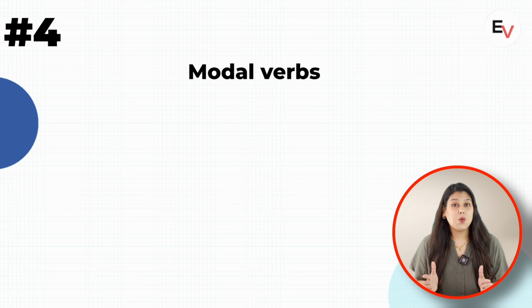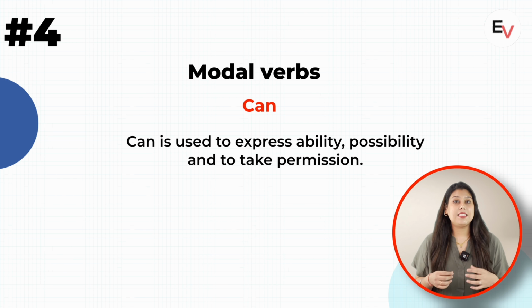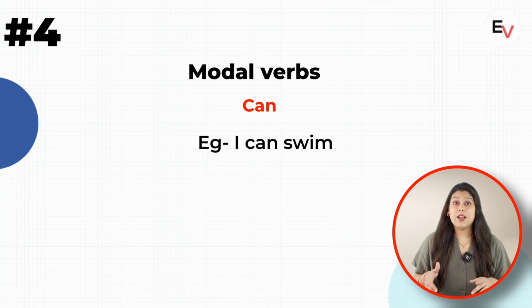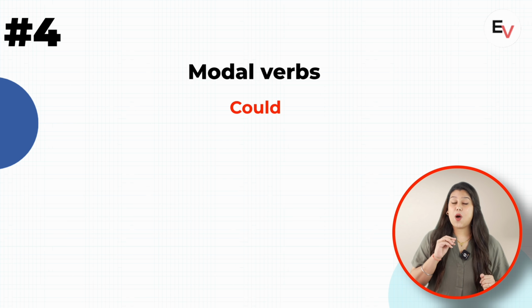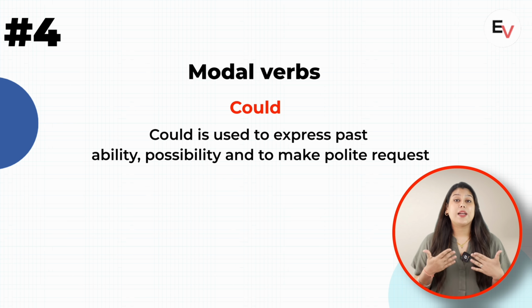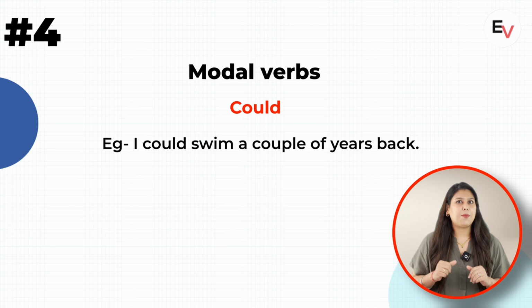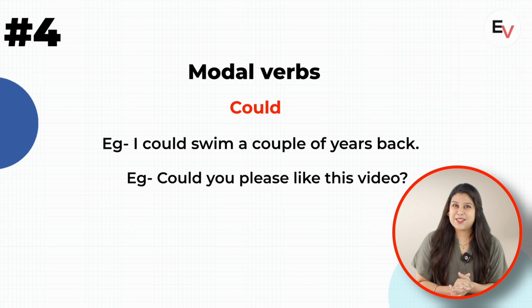So the first modal verb is can. Can is used to express ability, possibility, and to take permission. For example, I can swim, or can I go to the party? Second one is could. Could is used to express past ability, possibility, and to make polite requests. For example, I could swim a couple of years back, or could you please like this video?